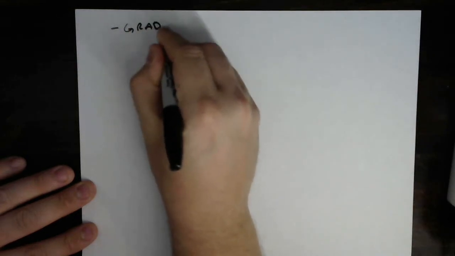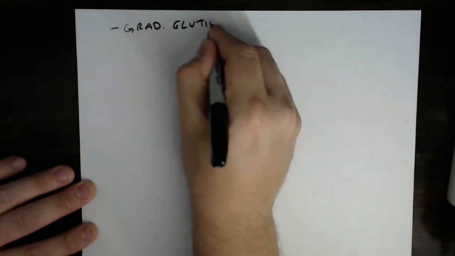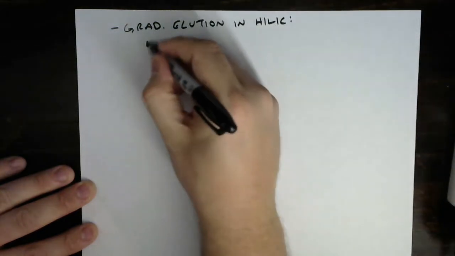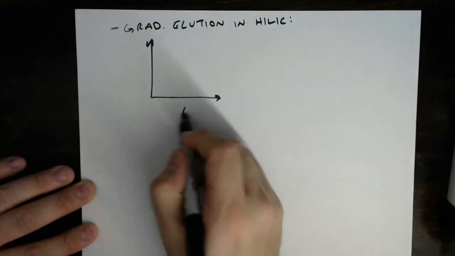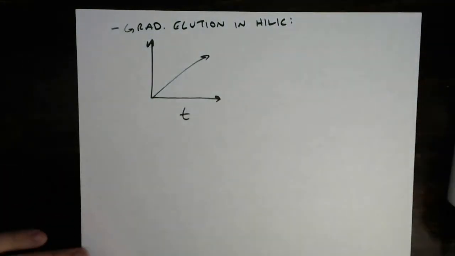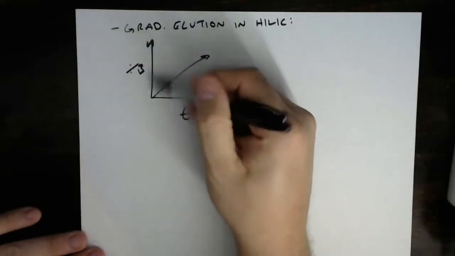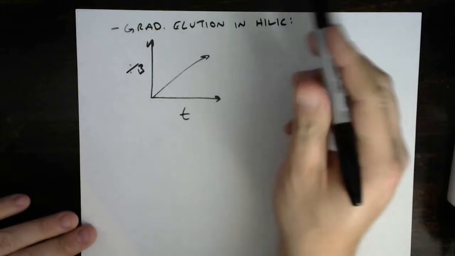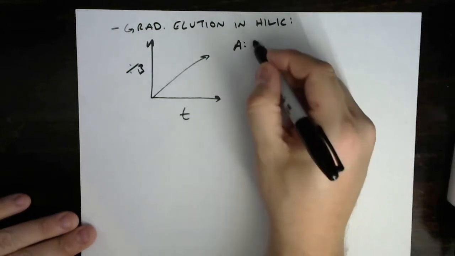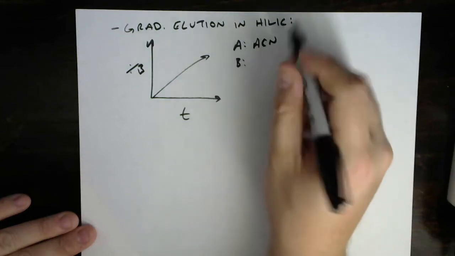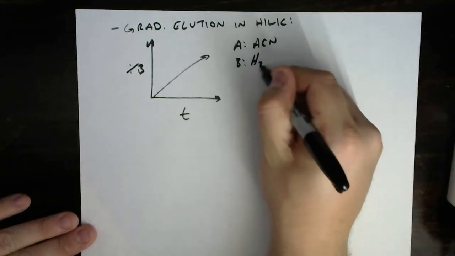So here's gradient elution in HILIC. As time goes on, here's a nice linear gradient like we've been talking about, percent %B. We know now that this axis is strength of the mobile phase, right? As percent %B goes up. Our A here is going to be acetonitrile, almost universally, and our B is going to be water.